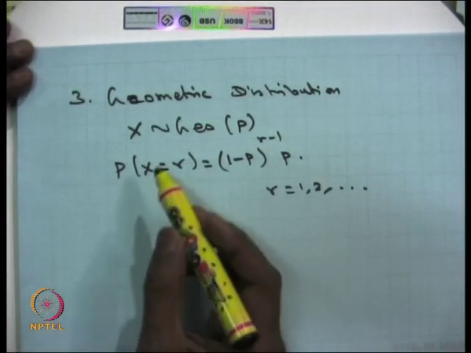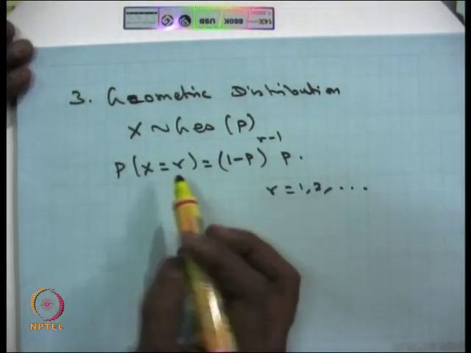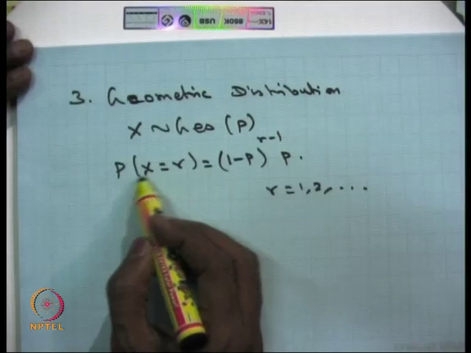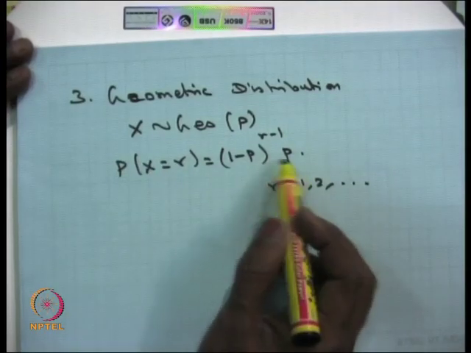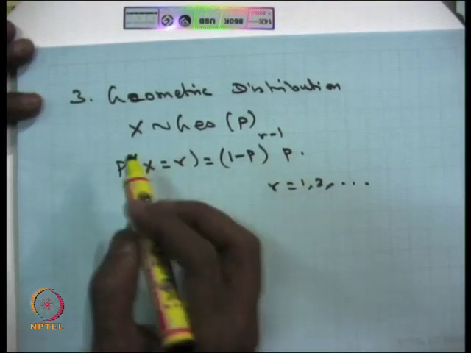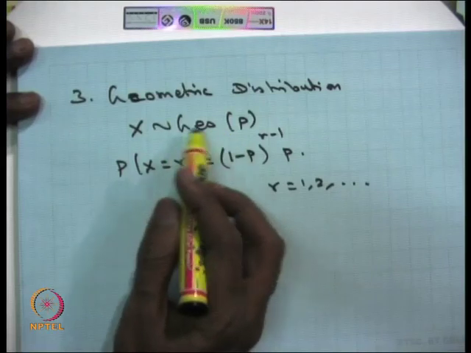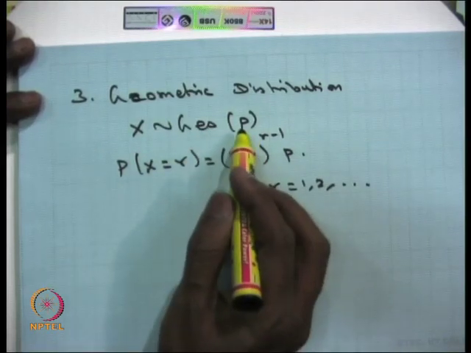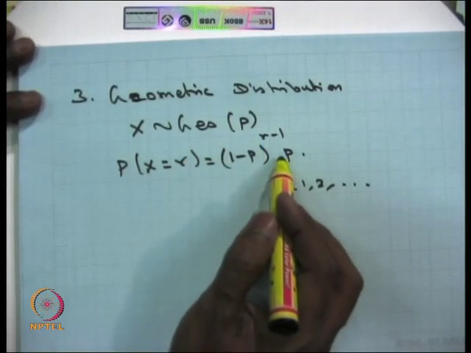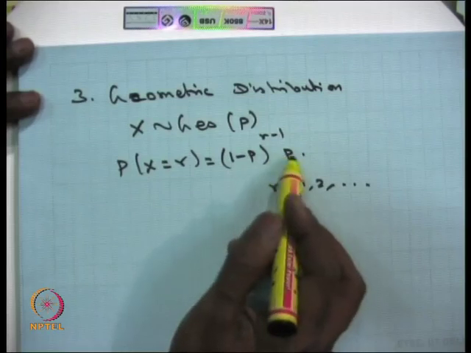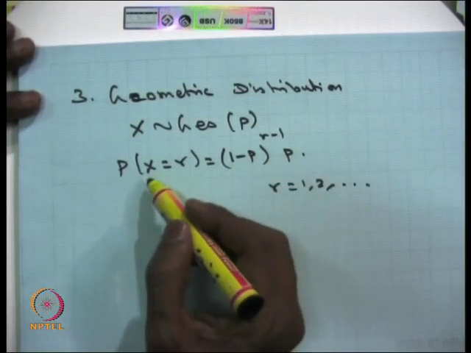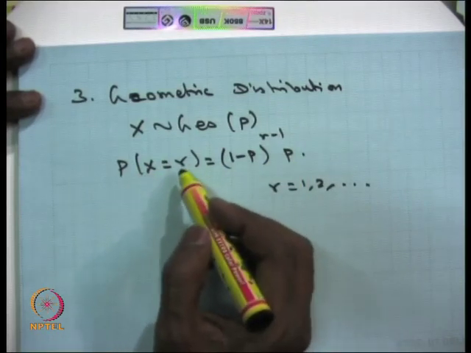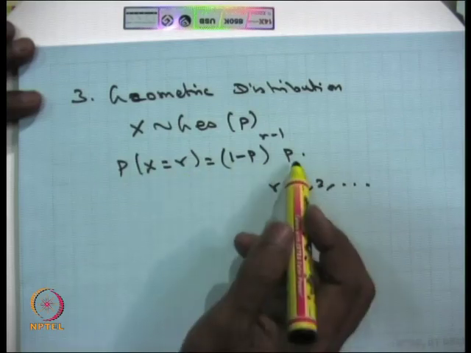That means if you have any discrete random variable and its probability mass function is of this form, then we say that random variable is geometrically distributed with the parameter p. Here p can be treated as the probability of success in each trial, and you can ask what is the probability that the rth trial gets the first success.